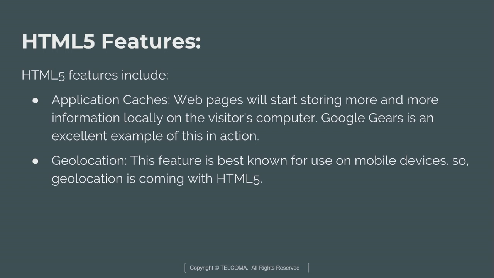Next feature is application cache. Here web pages will start storing more and more information locally on the visitor's computer, like cookies. But we know that cookies are small, while this feature allows larger files to be stored on the visitor's computer. An excellent example of this is Google Gears. Google Gears is a utility software that aims to create more powerful web applications by adding offline storage and other additional features to the web browser.